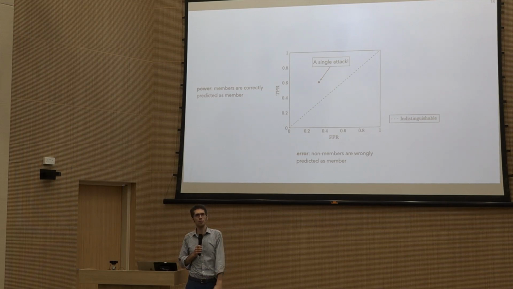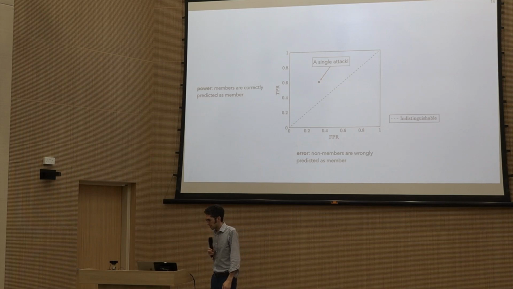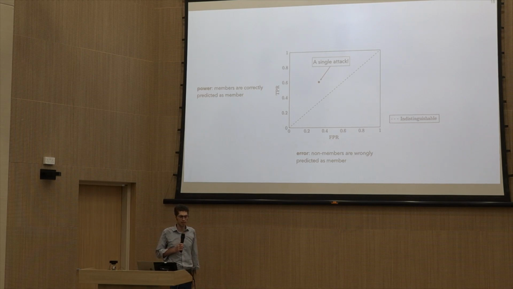I have the true positive rate for that. That gives me one point there in this plot, right? So that's a single attack. I have a single algorithm. I just repeatedly use it and it gives me that attack.